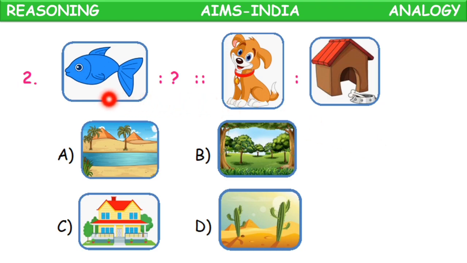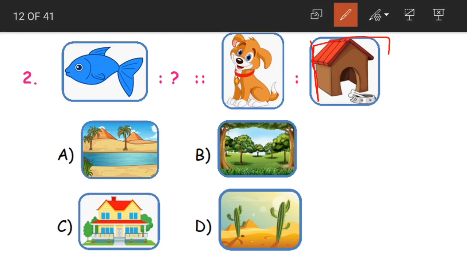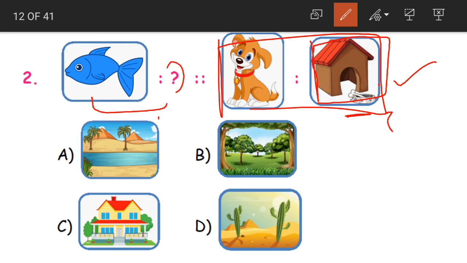Next, fish is to dash as dog is to kennel. Now this is a kennel, a small dog house where dogs live. If you observe the question here, there is a little bit change in the pattern. Yes, children? Normally we were given the first pair and we had to find out the missing term from the second pair. But here the second pair is complete. We have to find the missing one from the first pair.